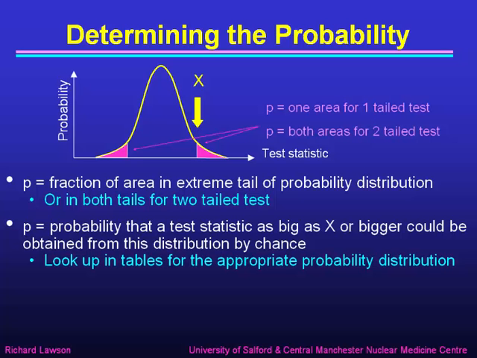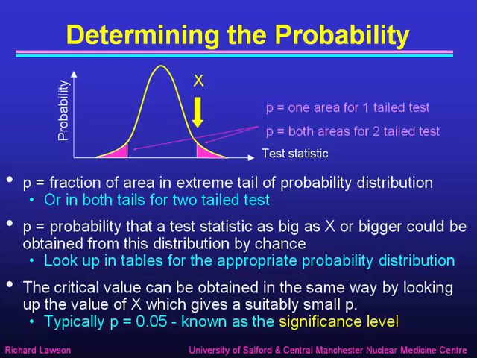To actually find the appropriate value, we have to look it up in tables of the appropriate probability distribution. But if we know the distribution, it's tabulated and we can find a test statistic that corresponds to any particular probability or any particular area under the curve. So we can find the critical value in just the same way by looking up the value of x, which gives a suitable probability, and we want a rather small probability. This is known as the significance level, and typically we take a probability of 0.05 or 5% as a suitably small probability to be significant. We'll say a bit more about significance level later.